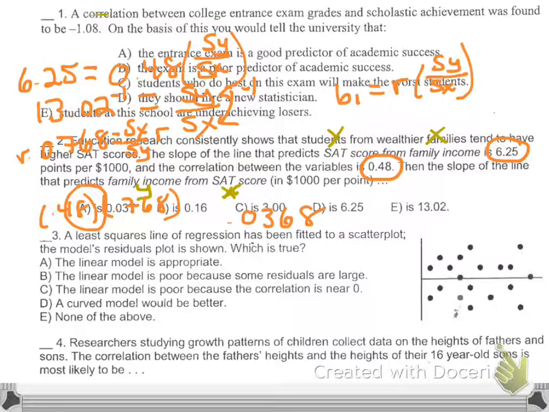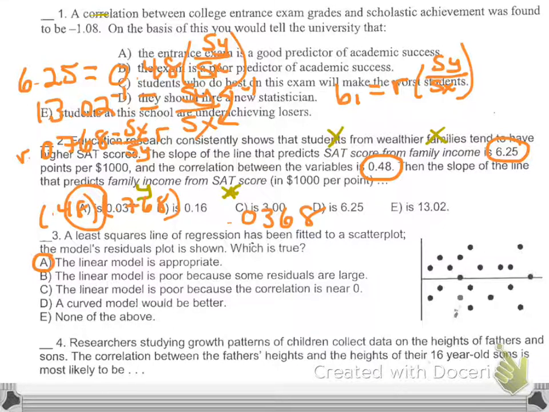Okay, 3. Let's go look at this one. The least squares line of regression has been fitted to a scatter plot. The residual plot is shown. Okay, so I look at that residual plot. I see that there's many dots above the horizontal. There's many dots below the horizontal. Two dots look like they're on the horizontal. And do you agree with me? There's no pattern. There's no pattern. So it says the linear model is appropriate. Well, A is true, so let's go check all the others.